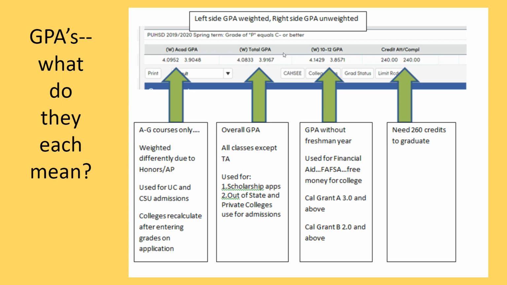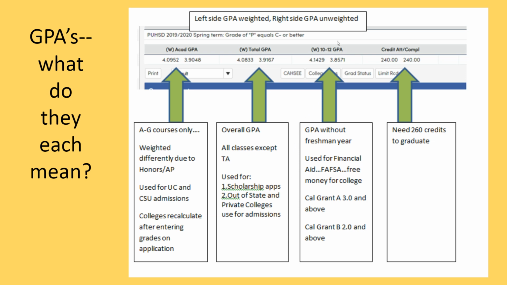The next set of GPAs is your total GPA, starting from your freshman year on, accumulating everything except TAs. TAs are not calculated in your GPA. These are typically the GPAs used by scholarship applications and out-of-state private colleges. If anyone ever asked you what your total GPA was, you would give them your total GPA.